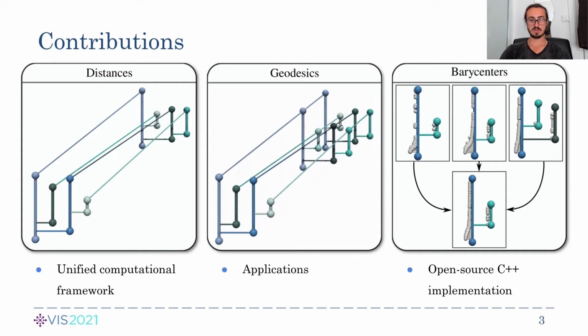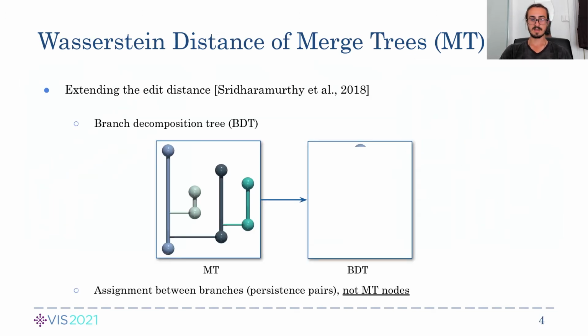open source C++ implementation. The proposed metric is based on the edit distance between mesh trees that we modify to allow simple geodesic and barycenter computation, and also to have a clear relation with the passage-time distance between persistence diagrams, as we will see. The first thing is to use as input the branch decomposition tree representation, where each node is a persistent pair or a branch and no longer a critical point. By doing so, the matching will involve the persistence pairs like in the persistence diagram.